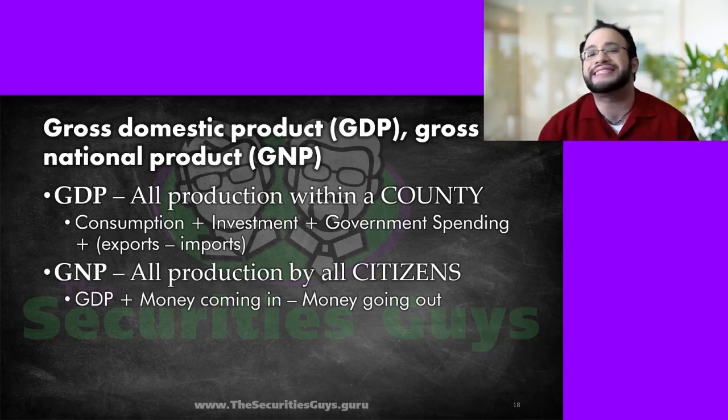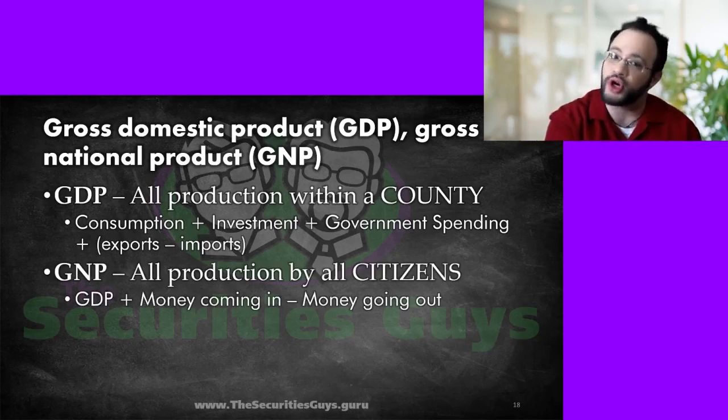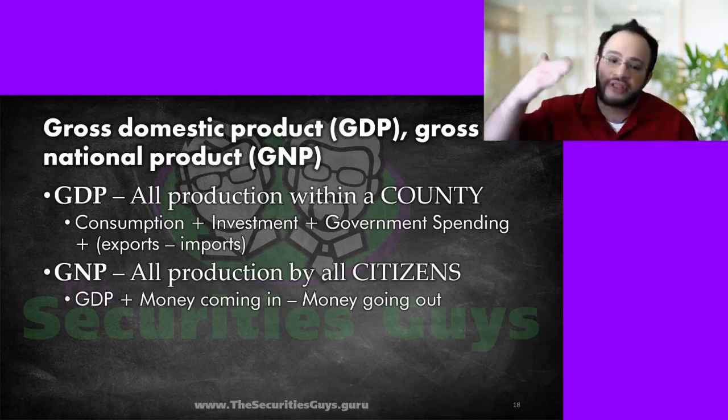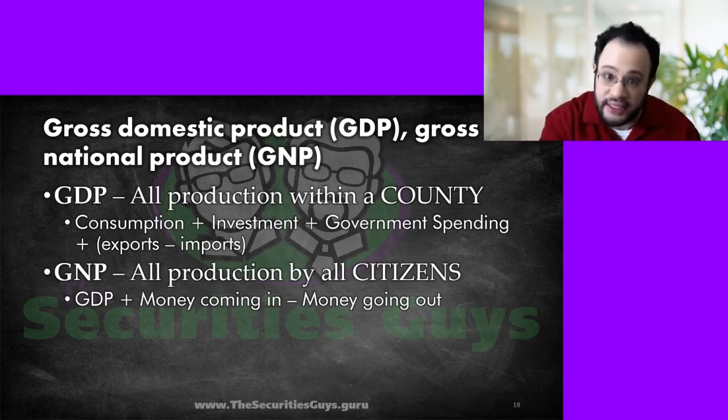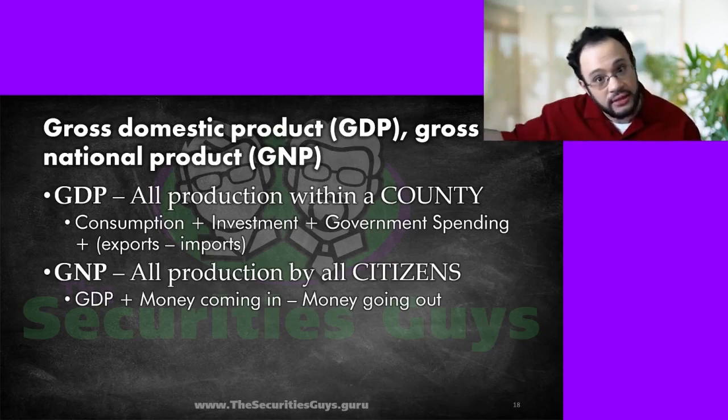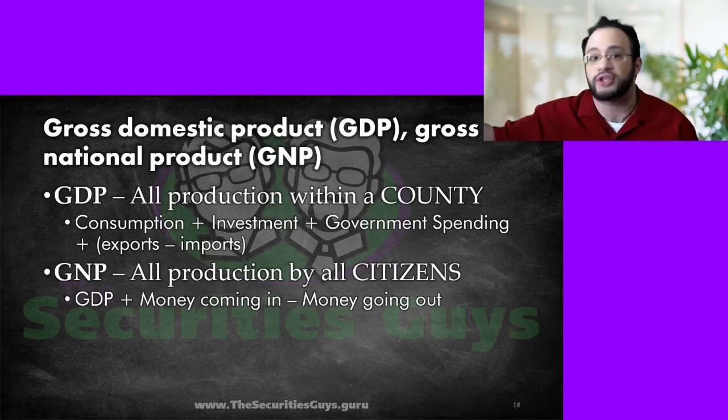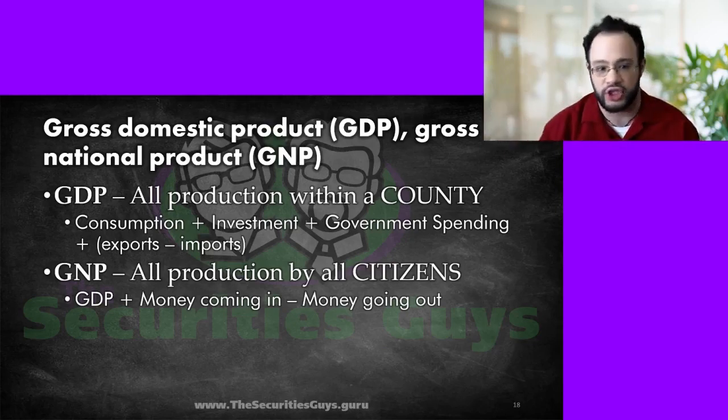GNP is production of the citizens. If there happen to be French citizens working in the United States, their production benefits France's GNP. Just like if there are U.S. citizens working in France, their economic production counts for the U.S.'s GNP. GDP is within the country. GNP is by the citizens of that country.